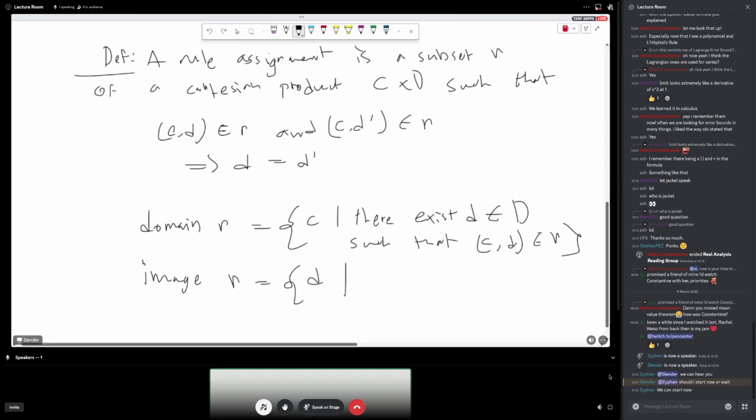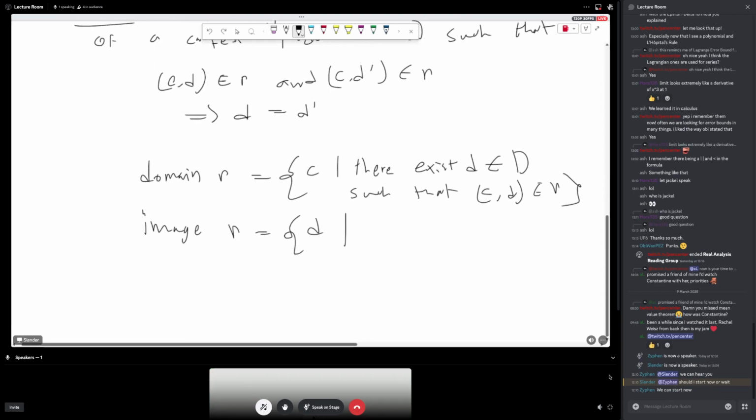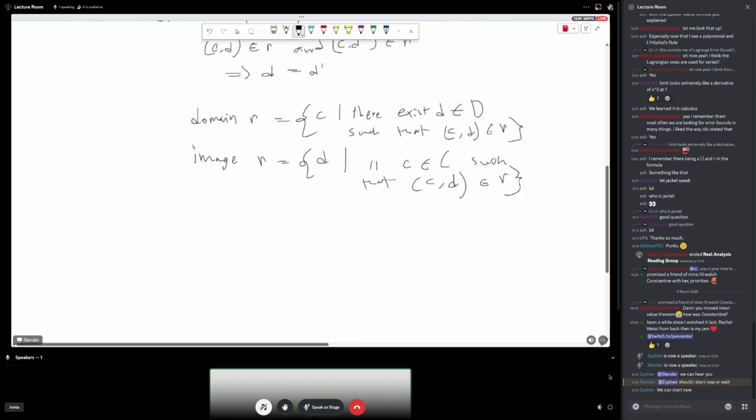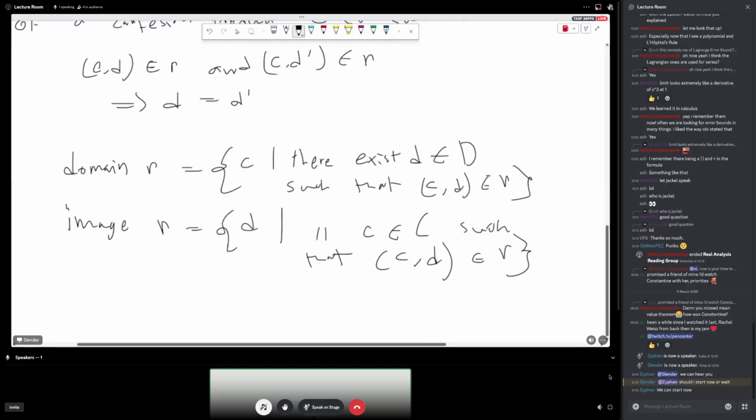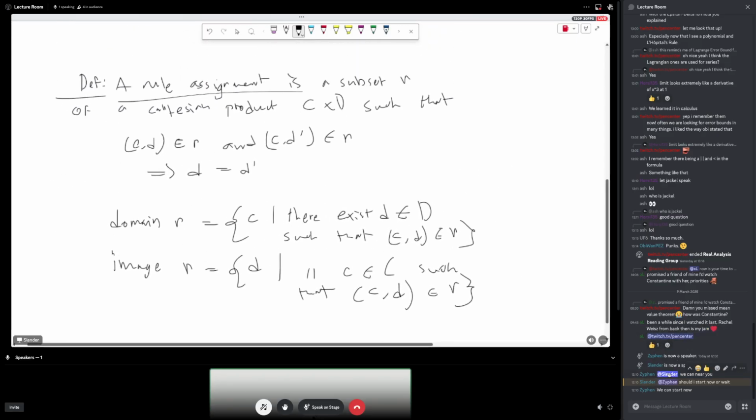You can also think of the image as the range of the function, if you have studied functions before. It's the same as above, except there exists some c such that (c, d) is in this subset R. So that's what our rule of assignment is.